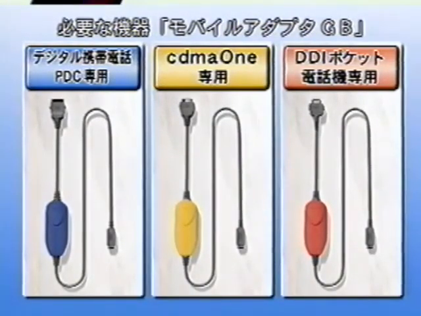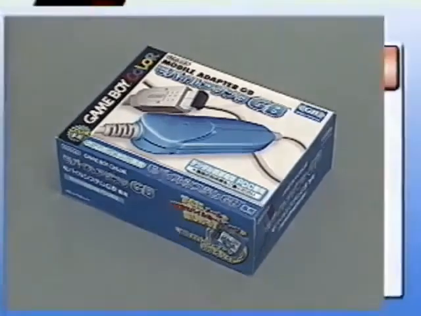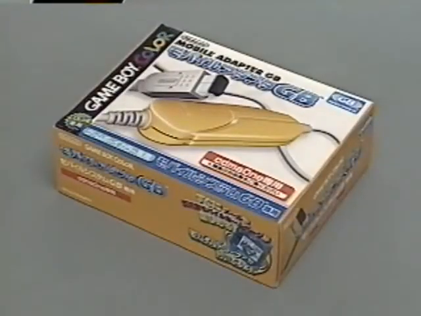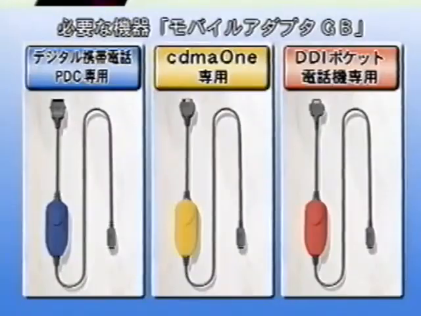For au, Cellular, and NTT digital mobile phones, and J-Phone phones starting with 90, adapters dedicated to PDC are blue. Yellow is for au CDMA model-only phones. DDI Pocket phones starting with 70 are red.